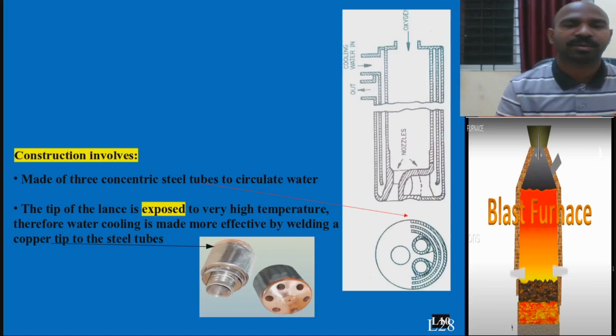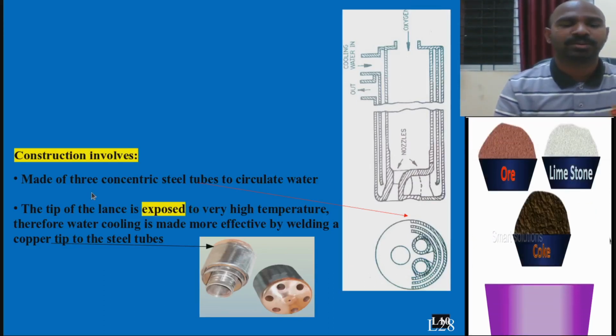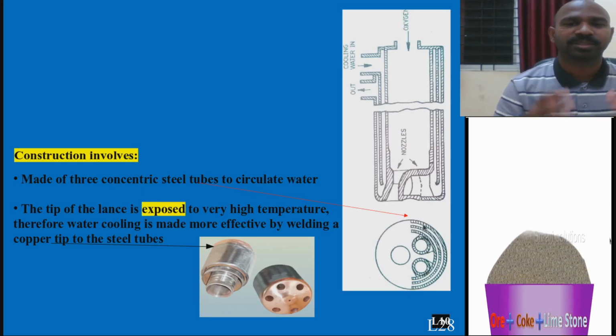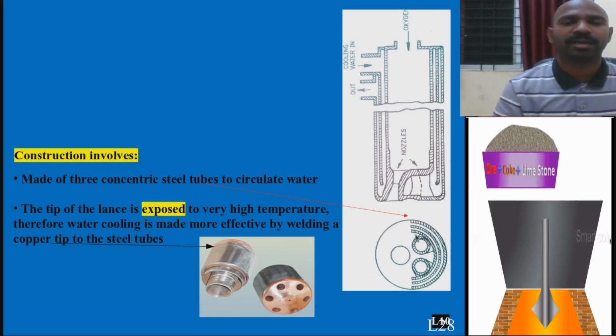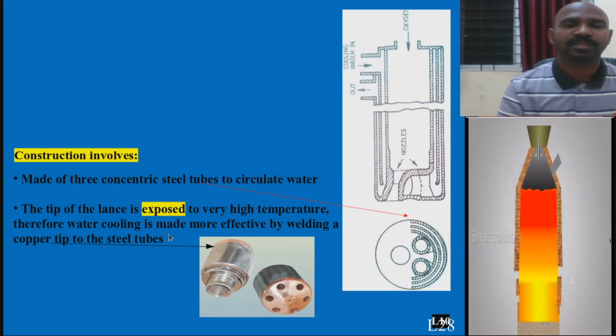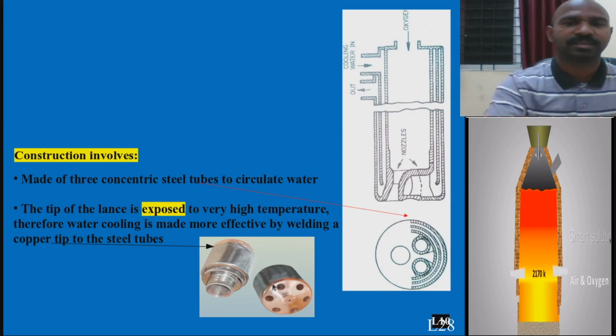Welcome to lecture 28. Today I am going to speak about the construction of oxygen lances. The main thing involved is that this particular oxygen lance is made up of three concentric steel tubes with continuous circulation of water. One more thing you need to notice is that the tip of this steel tube is made up of copper, which is surrounded by steel. It is constructed by welding.